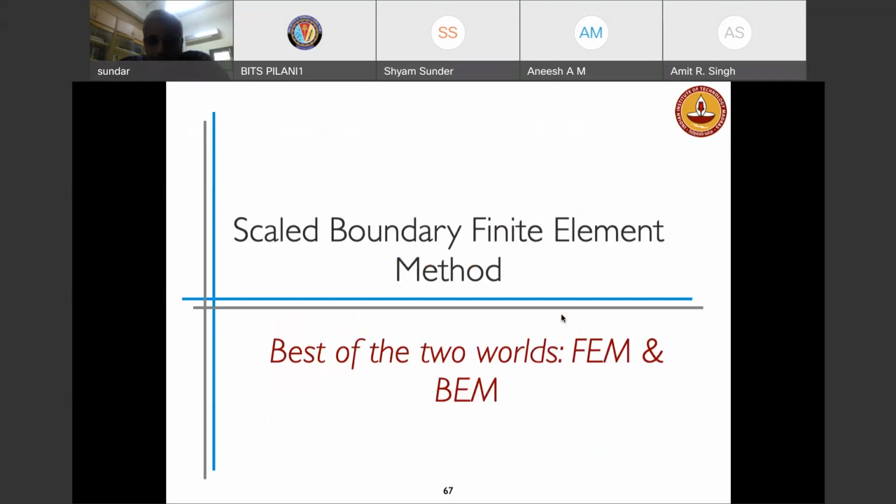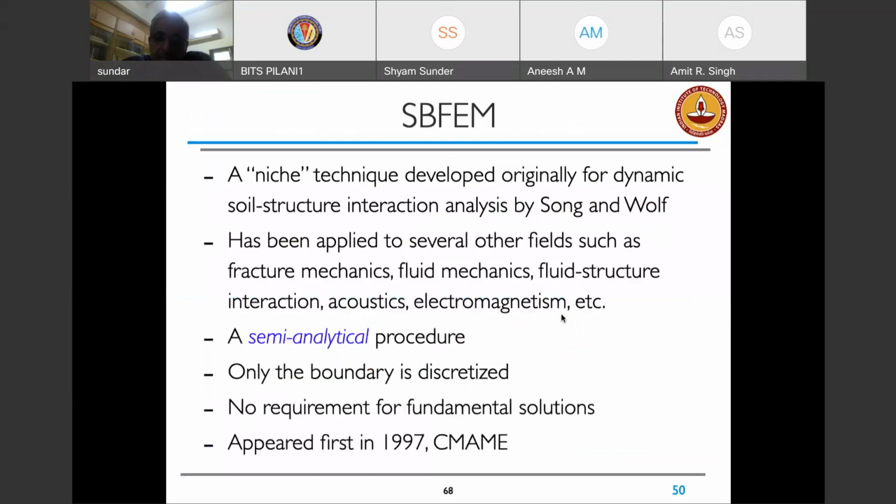Right. So the next method I want to talk about quickly is what is called the scaled boundary finite element method. Here, I call it the best of the two worlds, the finite element method and the boundary element method, right? So this was actually introduced for dynamic soil-structure interaction problems for unbounded domains by Song and Wolf in 1997. But ever since, it has been applied to other fields such as fracture mechanics, fluid mechanics, you name it. It is now being applied to various problems.